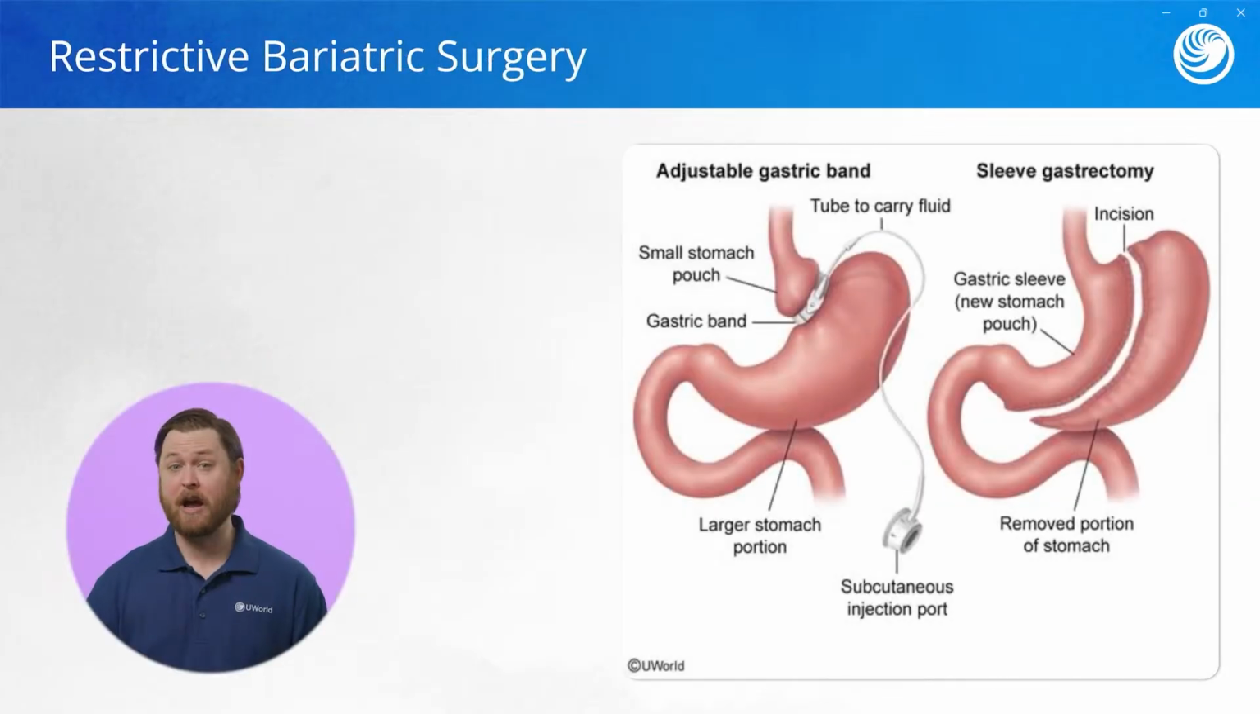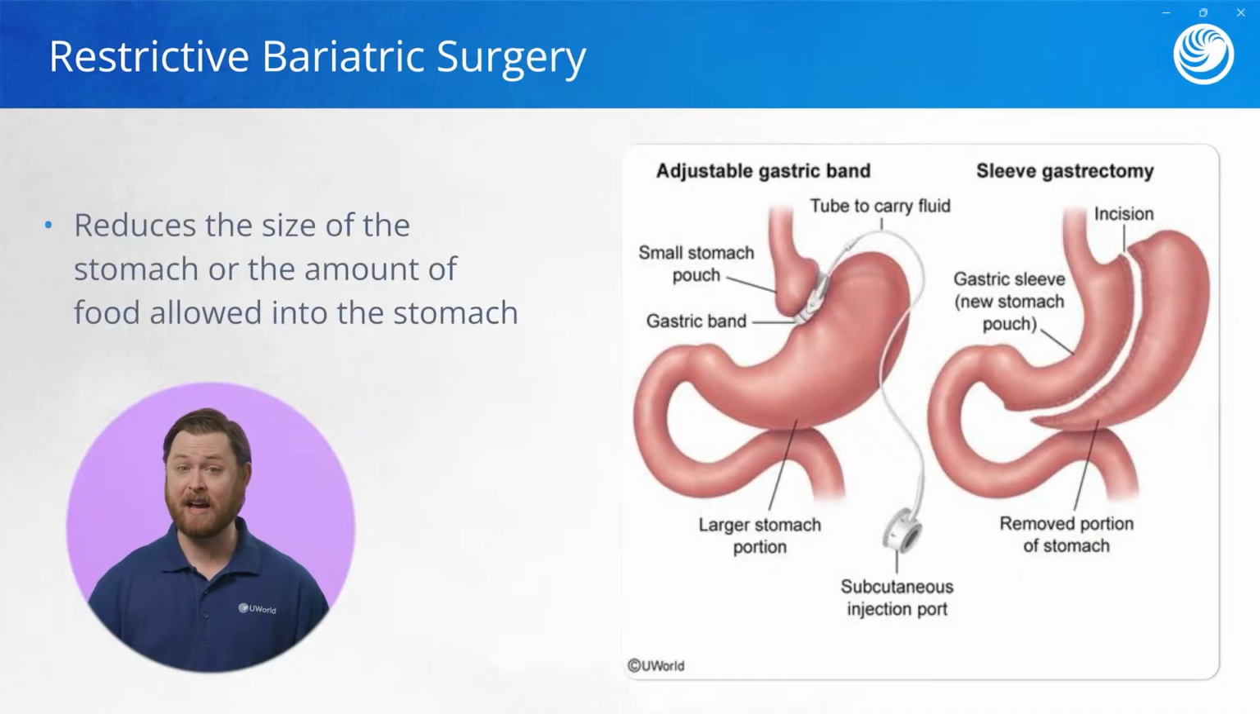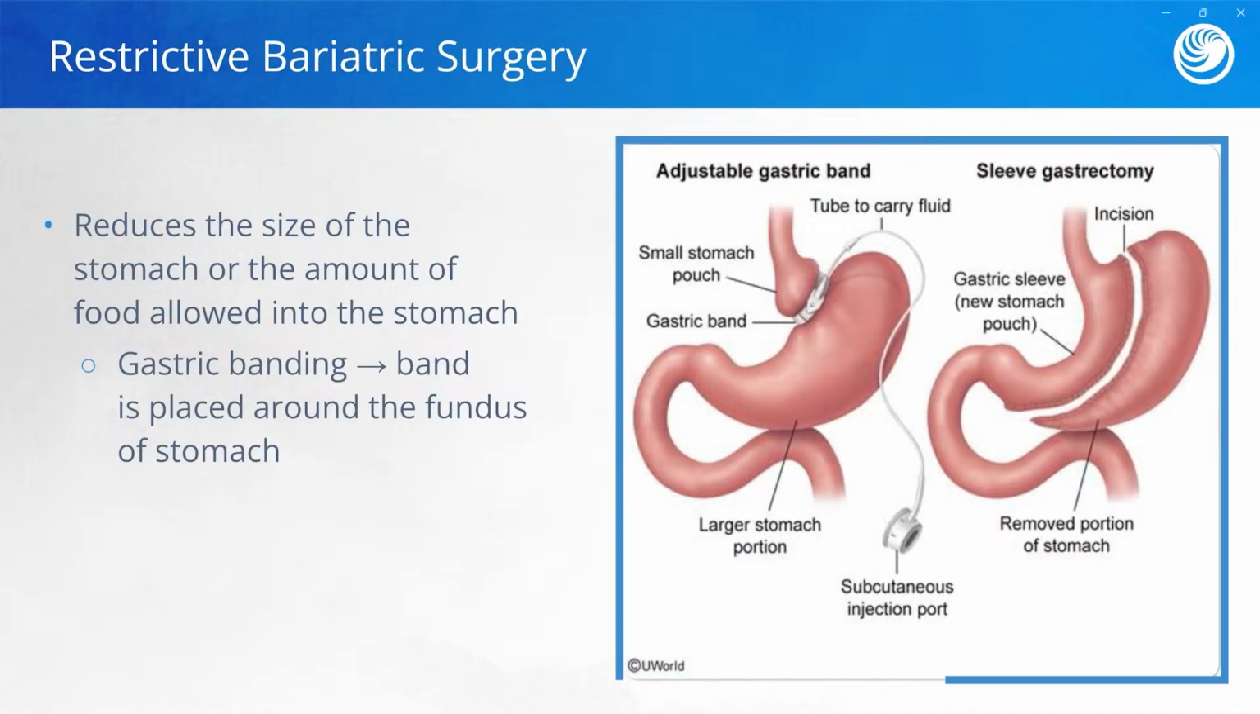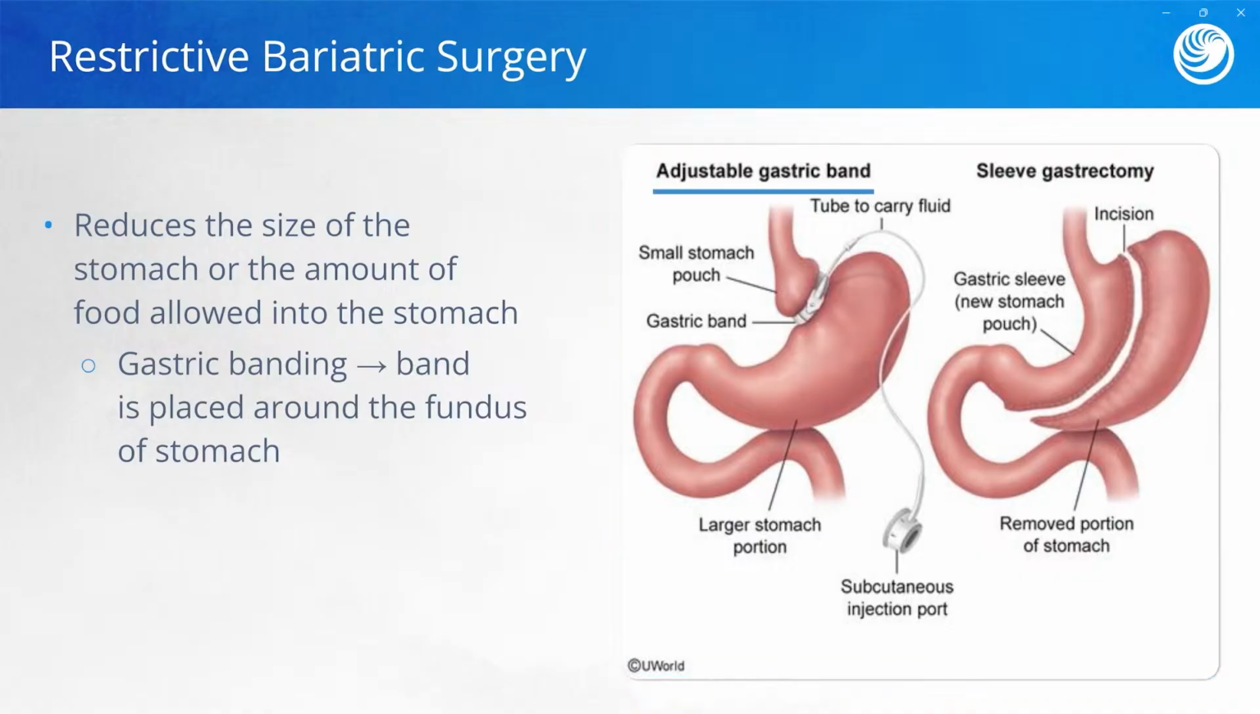Again, restrictive bariatric surgery reduces the size or the amount of food allowed into the stomach. We see examples of procedures that are restrictive in the image on this slide. Gastric banding, which we can see on the left, is a procedure that places an inflatable band around the fundus of the stomach. This band is inflated to a prescribed pressure, which creates a small gastric pouch above the band and causes the client to feel full after ingesting a small amount of food.